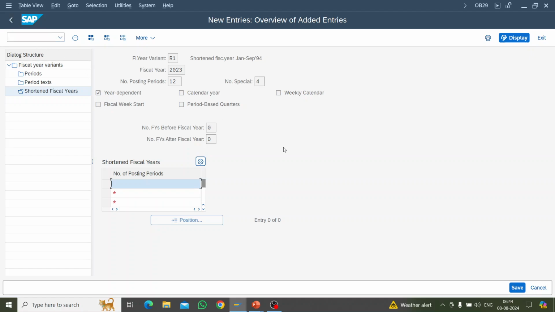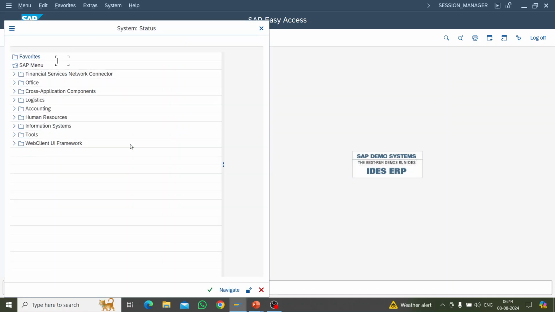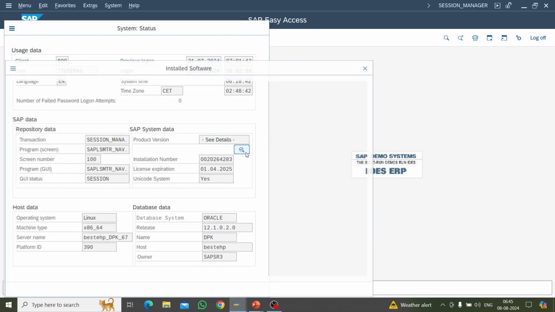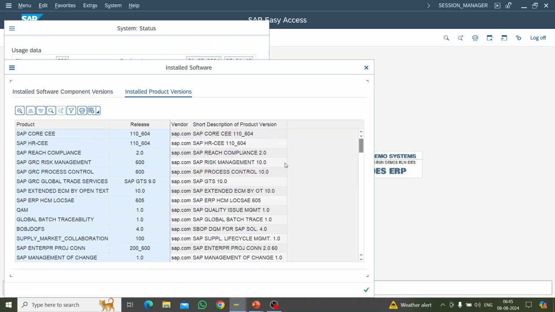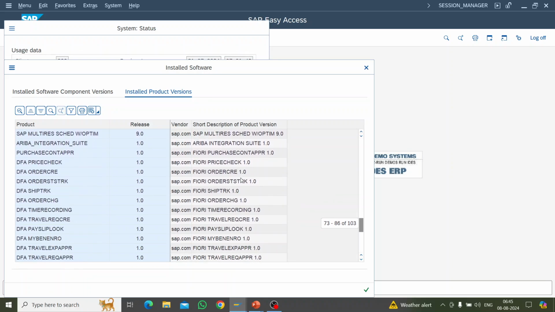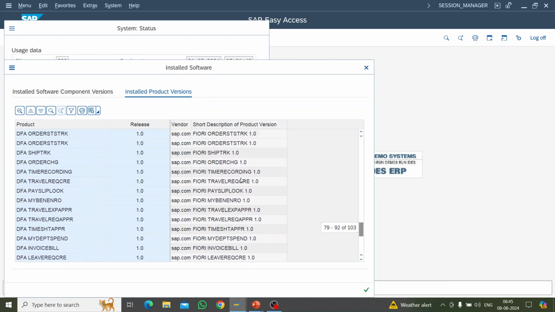Now we have seen this entire setup in the S4 system. Now let's have a look in the ECC system as well. Okay, so here we are in the ECC system. How is this the ECC system? So let us see it in the ECC system as well. The database is Oracle. Now if you see over here, all are ECC. There are so many, but this is all on the ECC side only. Though Fiori and other things are also there, if you check, it is all ECC only.